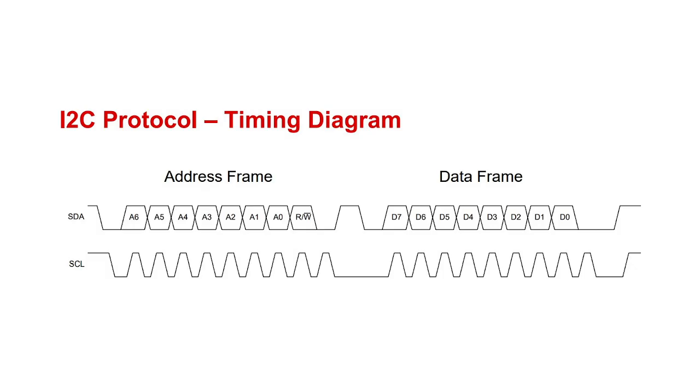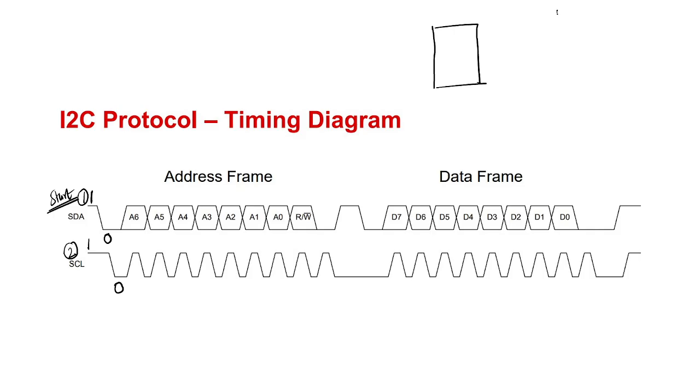So this is the basic timing diagram, and this is the address frame. First, this is the start condition. I told you the start condition, no? First, SDA will go from high to low, and after that SCL will go from high to low. After that, as I told you, suppose one master is there.